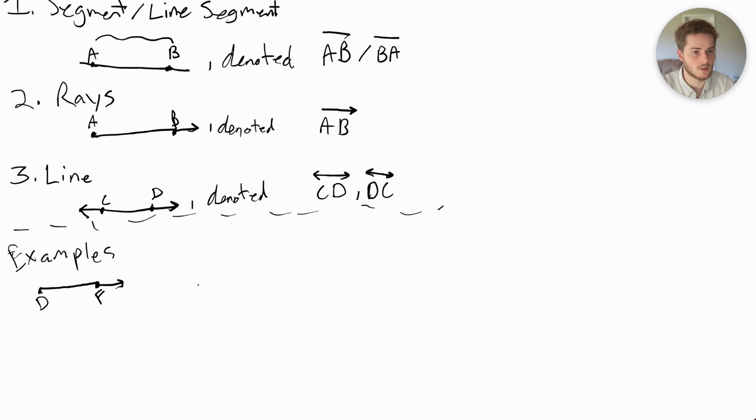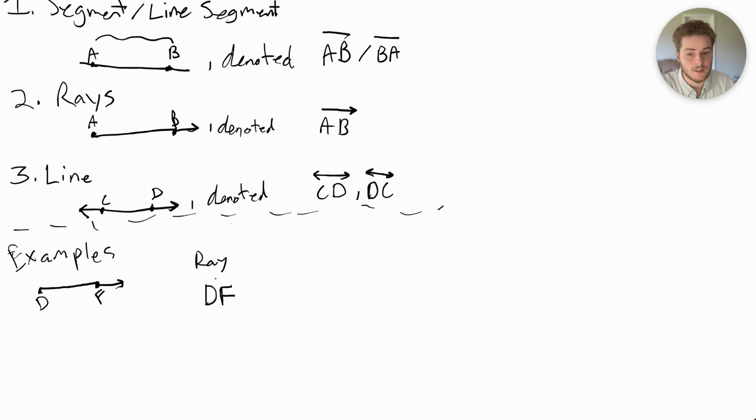Whenever naming one of these or denoting it, I think an important thing to realize is what kind of line are we dealing with here. Now we see an arrow going in one direction, so we know that it is a ray. Okay, and now we know we're going to have to denote it with the two letters that were provided. So let's write out D and F.